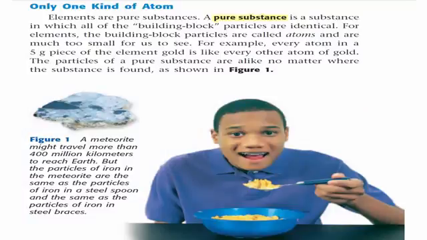Only one kind of atom. Elements are pure substances. A pure substance is a substance in which all of the building block particles are identical. For elements, the building block particles are called atoms and are much too small for us to see. For example, every atom in a 5-gram piece of the element gold is like every other atom of gold. The particles of a pure substance are alike no matter where the substance is found, as shown in Figure 1.